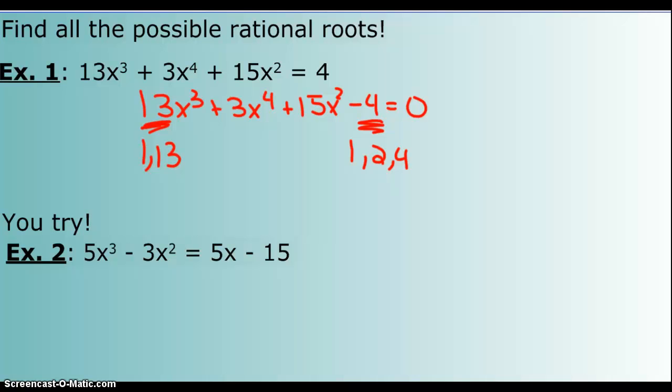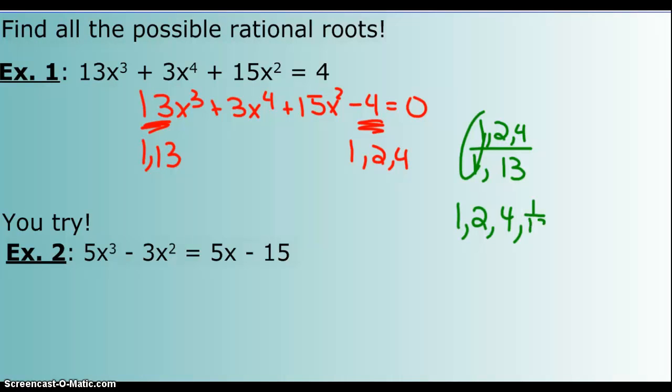So now you're going to put the constant on top. 1, 2, 4 are options, and the bottom is 1 and 13. And then I just look at each possible one again. So we have here 1 divided by 1, and then 2 divided by 1, and 4 divided by 1, and then go through and divide by the 13. So 1 divided by 13, 2 divided by 13, and 4 divided by 13. Perfect. Again, remember that's plus or minus for all your options.